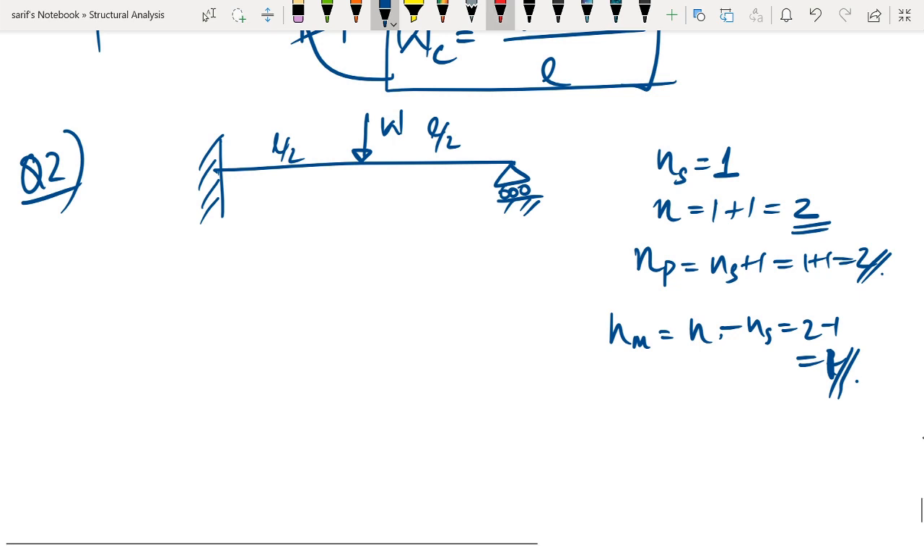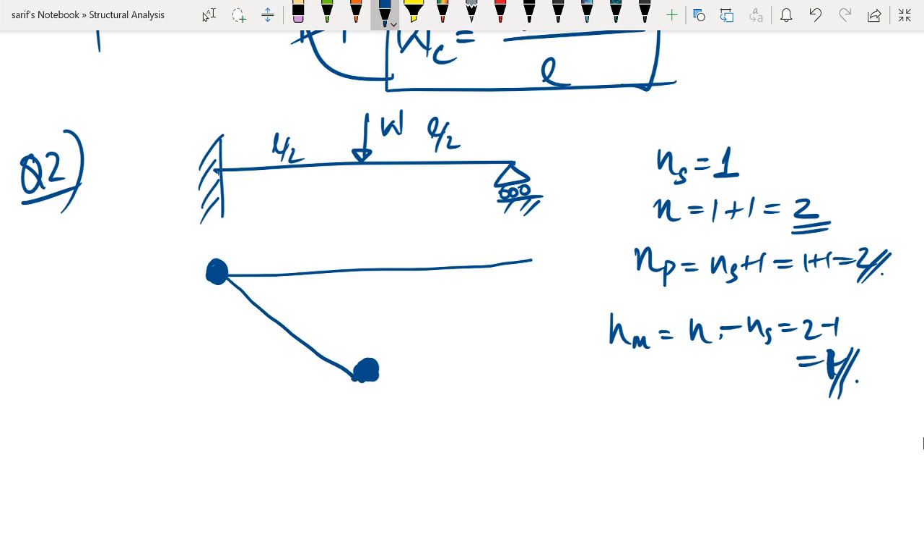Let us try to see that mechanism. The mechanism is going to be like this. One plastic hinge is going to be formed at the fixed end, because the fixed end is a point where there can be maximum hogging moment, and another plastic hinge is going to be formed under the concentrated load, because that is a point where the span moment can be maximum. This will be the deformed shape of the beam. Now at the plastic hinges we will have the moment as the plastic moment capacity Mp. So those will be the moments.